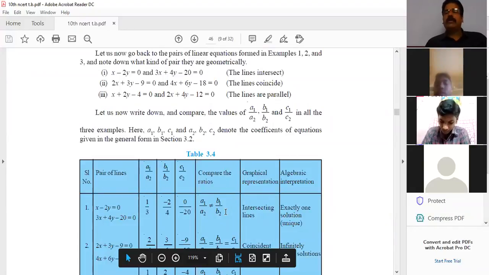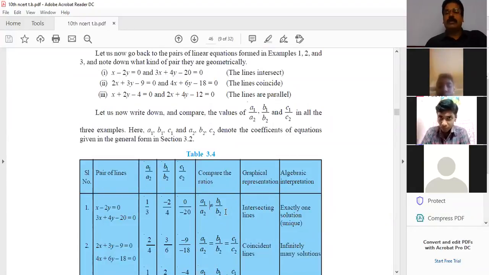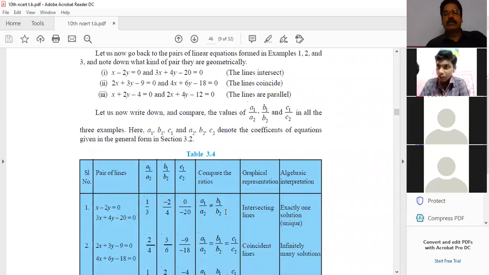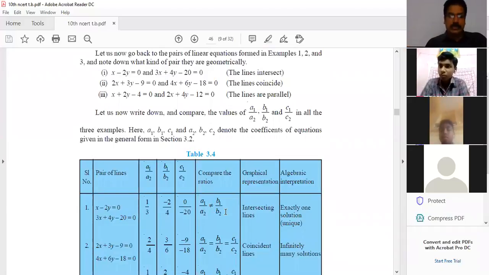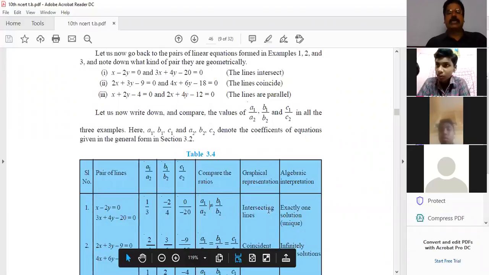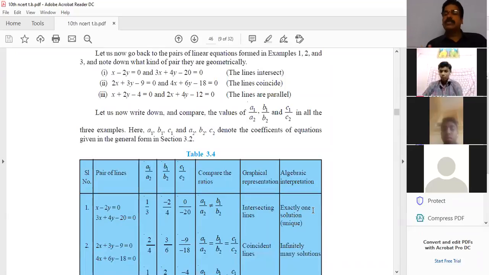Say it, anyone: a1 by a2 is not equal to b1 by b2. Then those equations are consistent. They have intersecting lines on the graph and exactly one solution. Only consistent equations we can solve, everyone. This point is important.